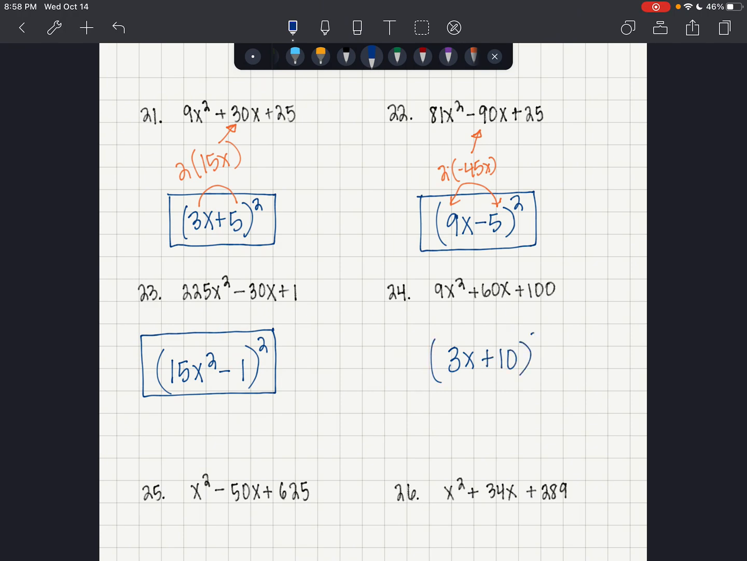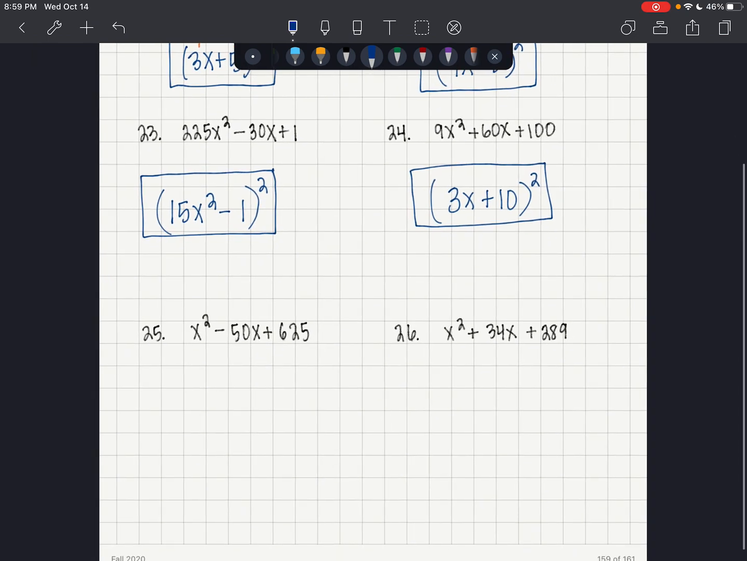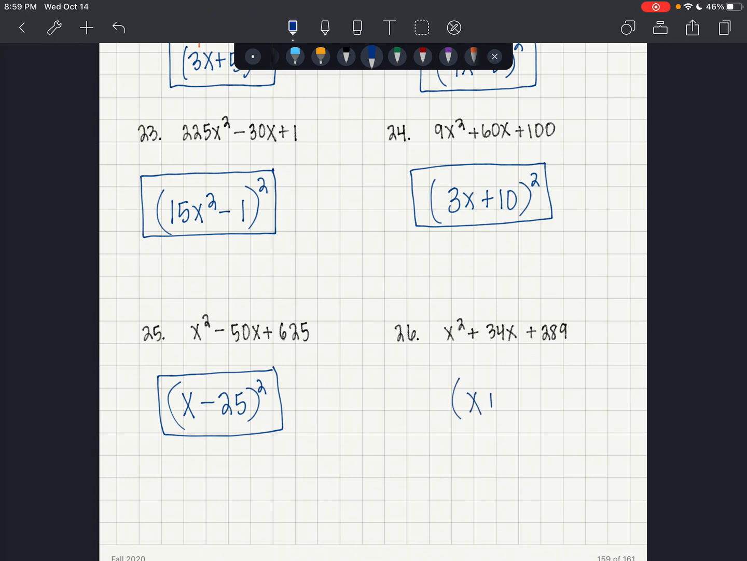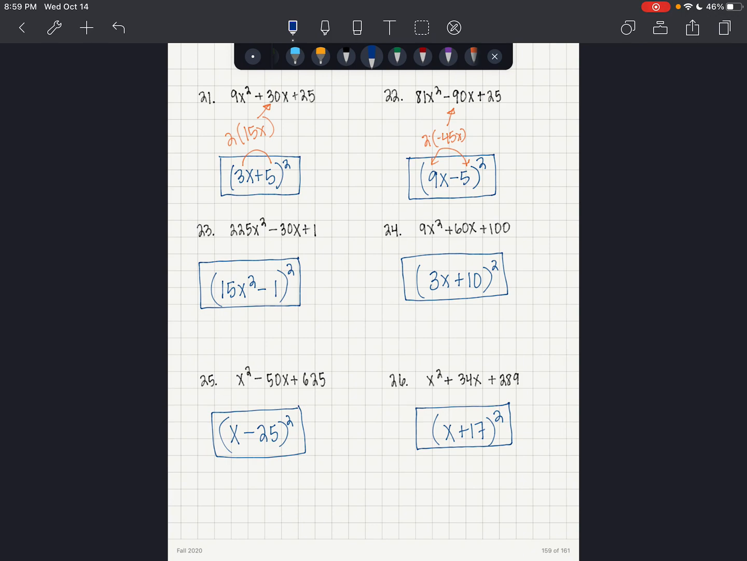3x plus 10, quantity squared. Number 25, x minus 25, quantity squared. And number 26, x plus 17, quantity squared. And that is factoring special cases.